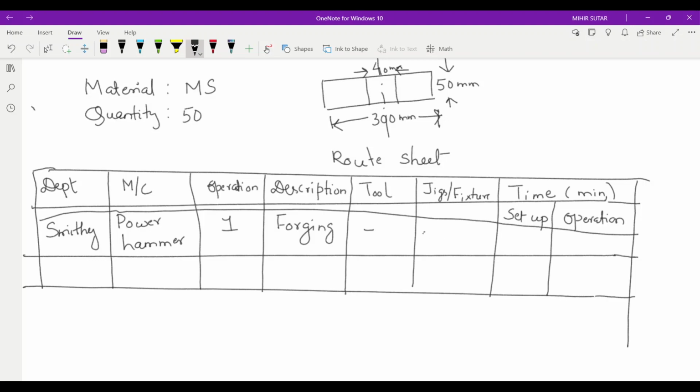Then tool, then jigs and fixture. You don't need any jigs and fixture. Okay, what is the setup time? Let's say it is 3 hours.